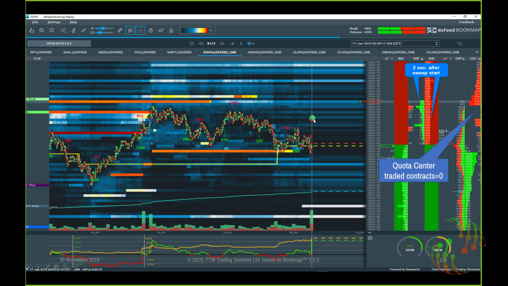Some sweeps are so brutal, so fast, that they leave gaps below, or low value or not traded areas here. And maybe you are a fan of gap trading.